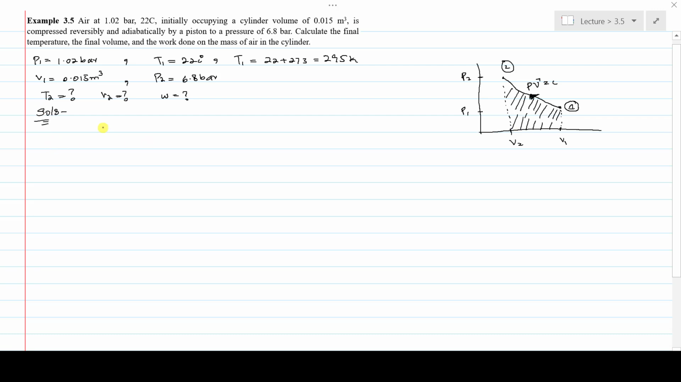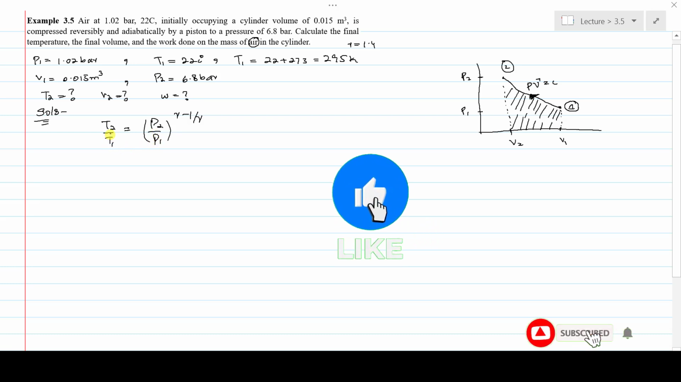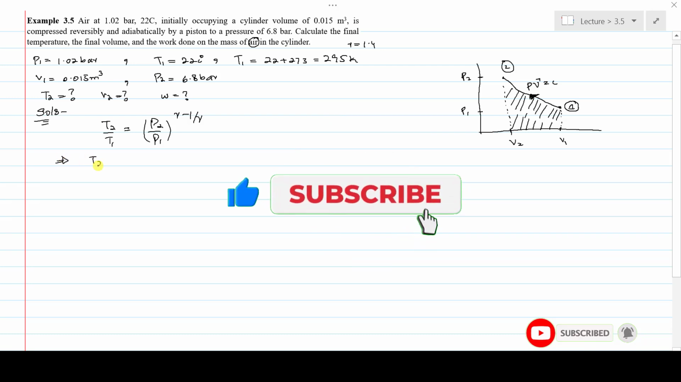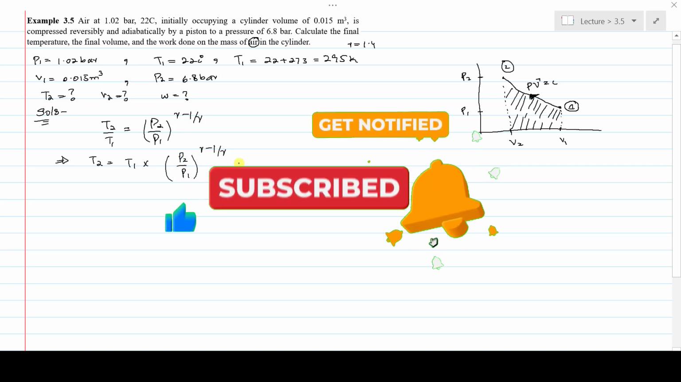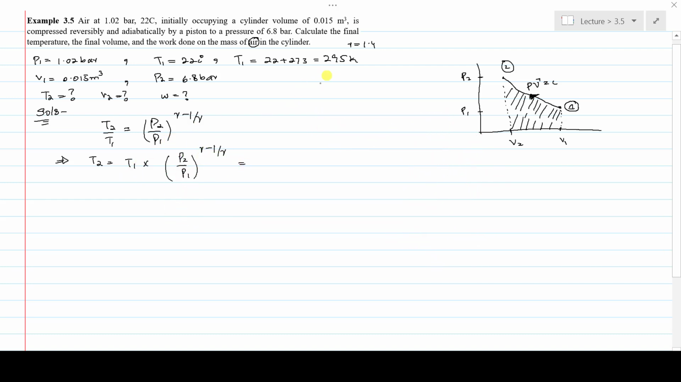Since there is adiabatic compression from state point 1 to 2, the relationship between temperatures and pressures of the final and initial state is given as T2 over T1 equals P2 over P1 to the power gamma minus 1 over gamma. The working fluid is air, and for air the gamma value is 1.4. So just put this in this formula and you will get the final value of T2. What is T1? That is 295.